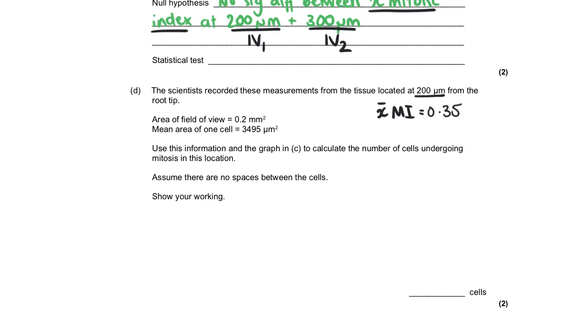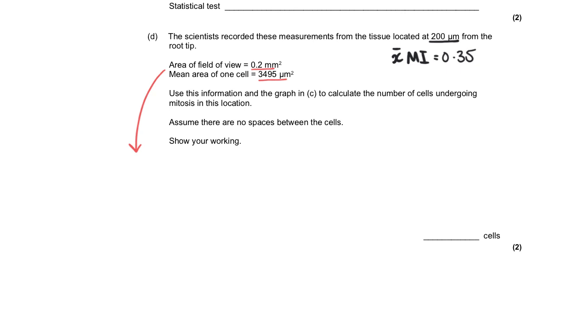And the first thing I hope that you recognised is that the units for the field of view area and the mean area of one cell are different. And so if you return back to your knowledge from topic 2, you will know that from millimeters, or milli, the prefix, 10 to the minus 3, to micrometers, which is times 10 to the minus 6, I need to times my number by 1,000.